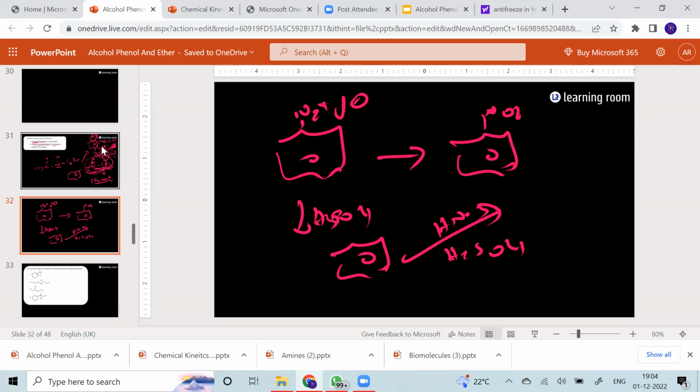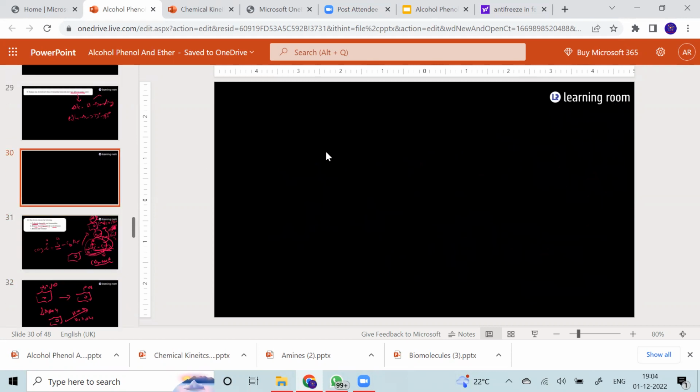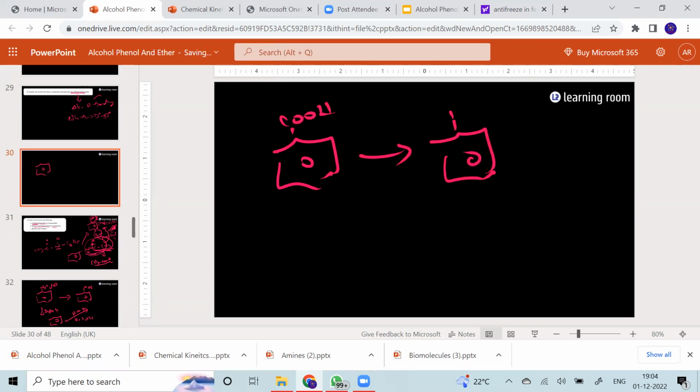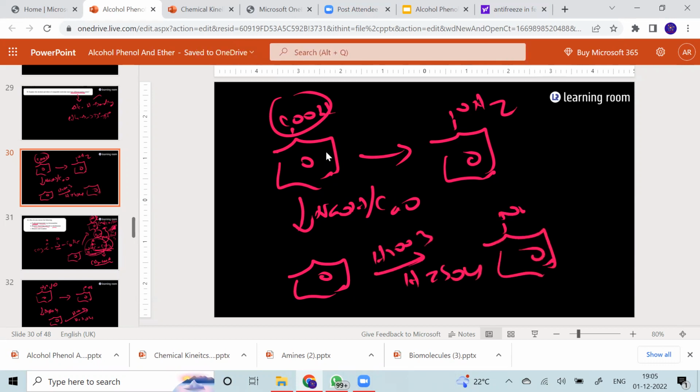Next, benzoic acid to aniline. That is COOH to aniline, which is NH2. Now I can go for decarboxylation with NaOH and CaO. If I do that, this entire part will be gone. Decarboxylation, I'll get benzene. For that benzene, I'll go for nitration, HNO3 and H2SO4. You will form nitrobenzene. And then I'll go to aniline by putting Sn and HCl or any reducing agent. This is what I can do. This is minus CO2, decarboxylation.